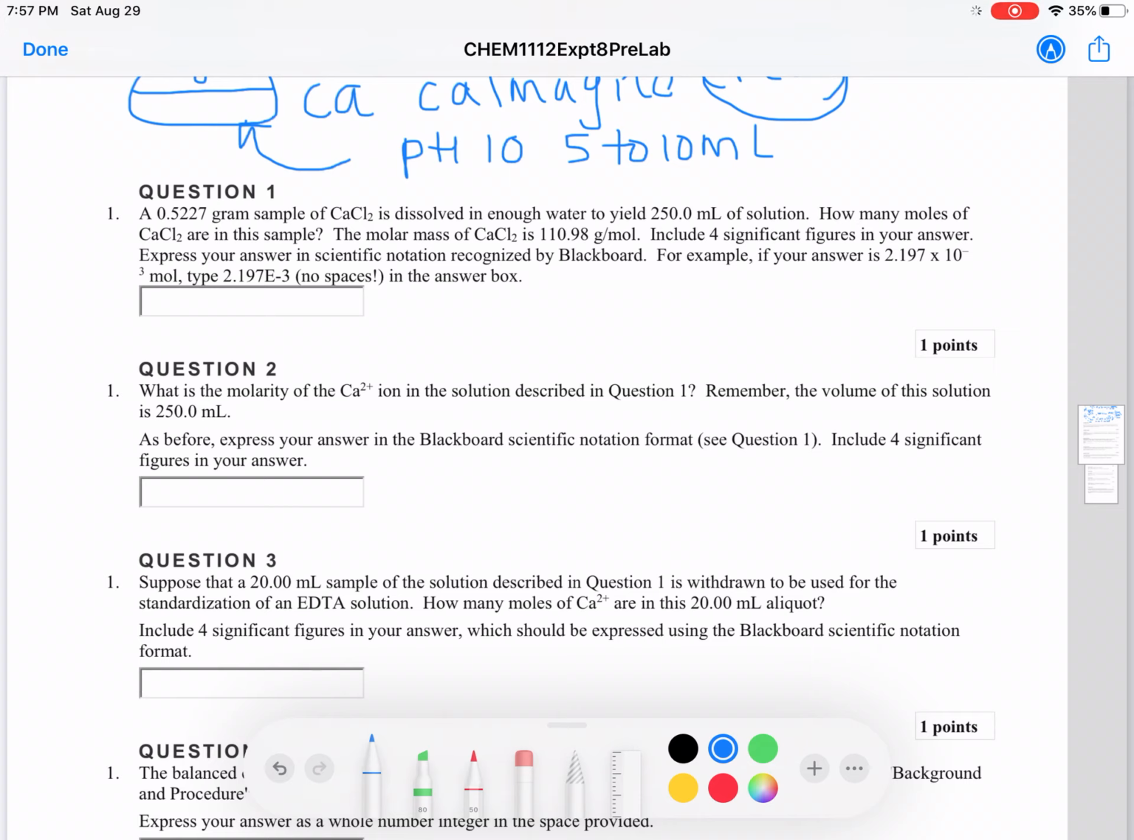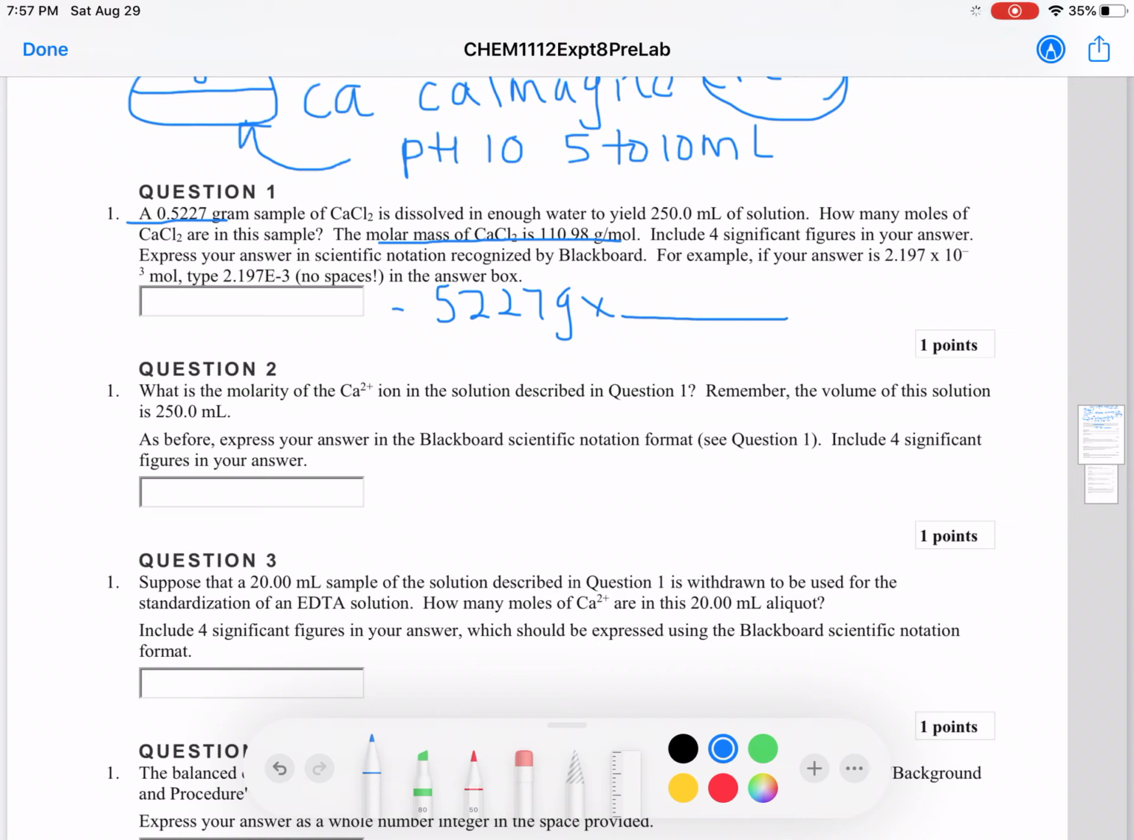You are given grams. Now it's asking how many moles. How do you convert grams to moles? You have done similar things many times in General Chemistry 1. If you are given grams, how do you convert to moles? Using the molar mass of calcium chloride, right? The molar mass of calcium chloride is also given. So you take your 0.5227 grams, right?